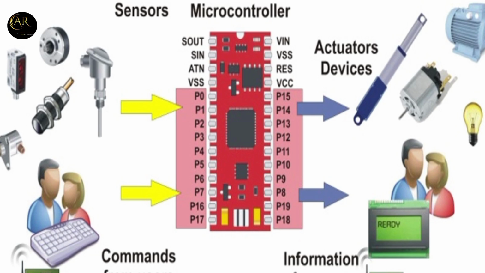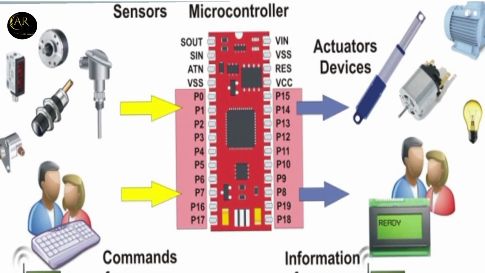Here you see a pictorial representation of how the embedded system works. In the middle we have the microcontroller, on the right side we have actuators or devices, and on the left side we have sensors. In the next slide we will see the in-depth details of every component in the basic block diagram.